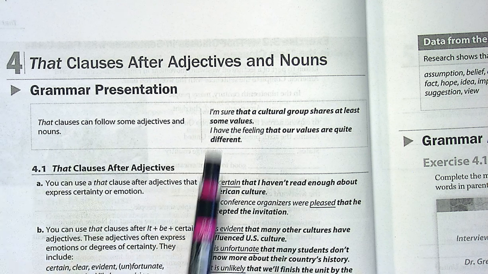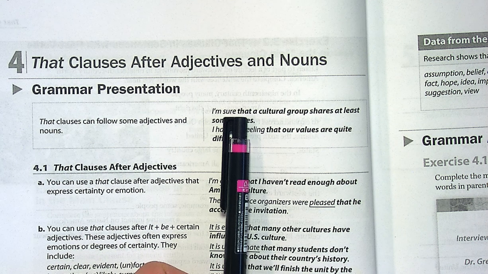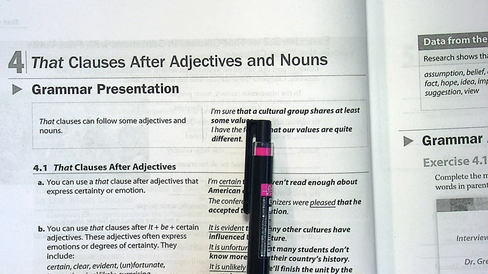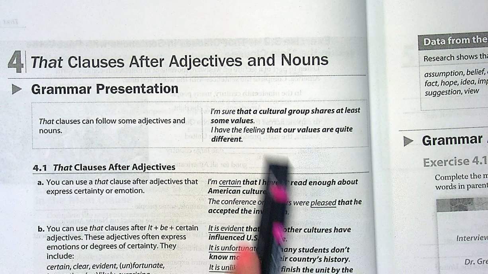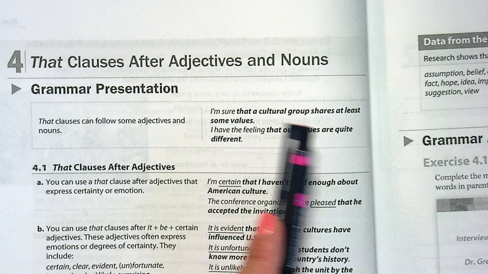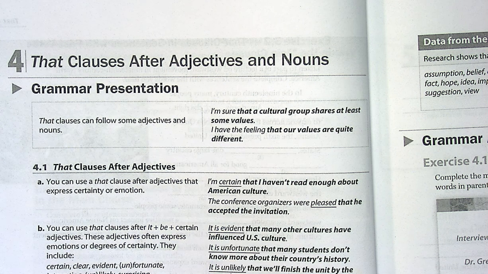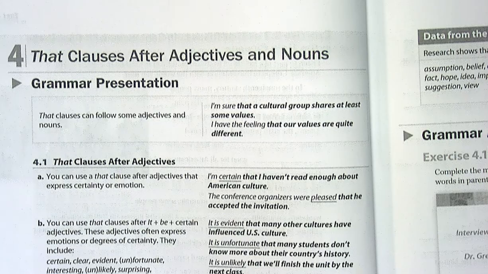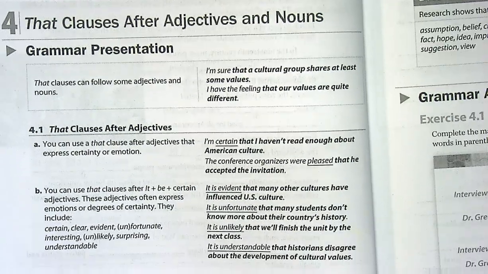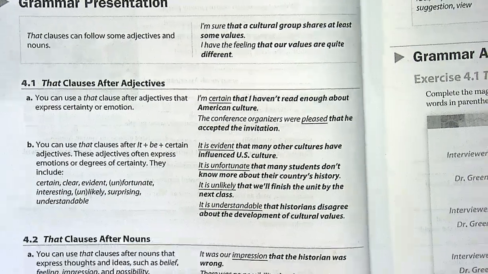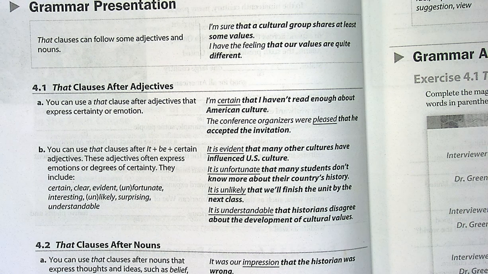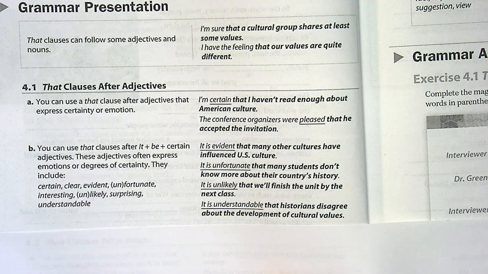In this case, we use a noun clause because we want to describe a whole action. We've got a subject, a cultural group, and we've got a verb, shares, so we need a noun clause to help describe what you are sure about, or what I am sure about. Let's take a look at some of these grammar rules. 4.1. That clauses after adjectives.